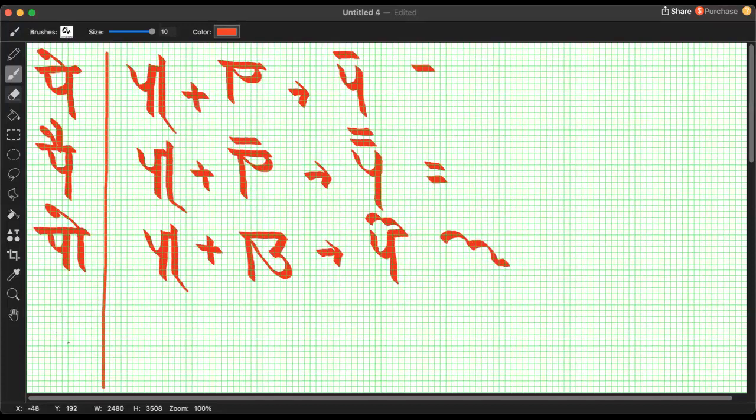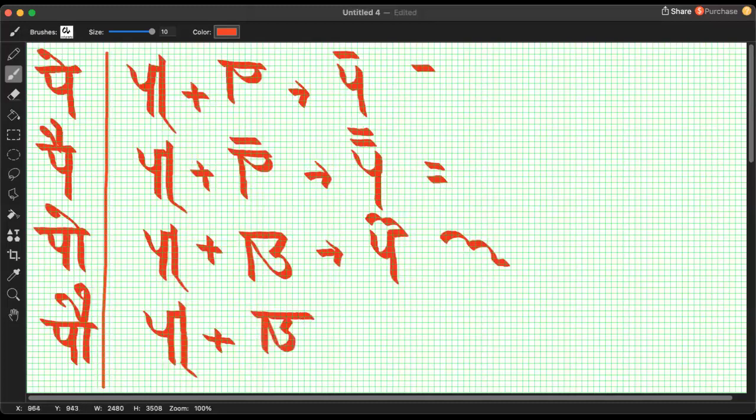Next we'll write pow. Next is pow. So this is Devanagari pow. And in Sharda, first we will write the root alphabet per. To this we'll add the Au matra. So we all know this is the Au in Sharda.